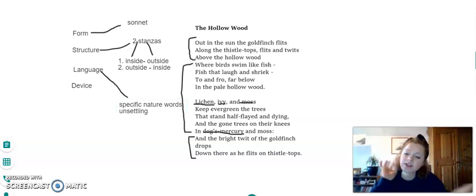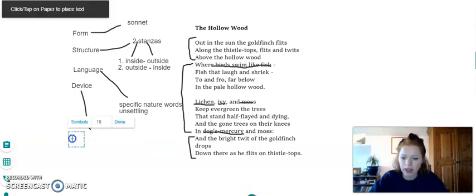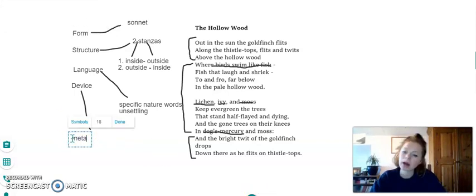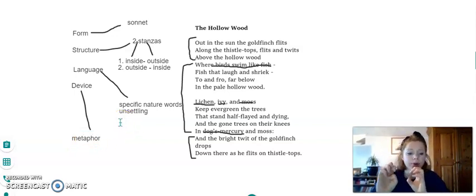And device. Now device can sometimes be tied up with language if we're thinking about metaphor, for example. Has anybody spotted any metaphors in this poem? Yep, birds swim like fish. So we can write down, we've got a metaphor. Now, does everybody know how metaphors are structured? What the component parts of a metaphor are?